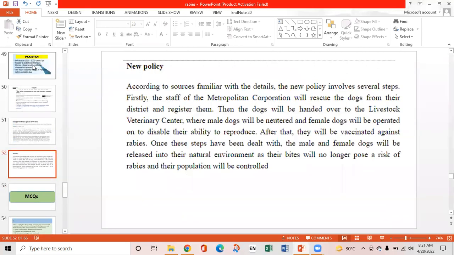However, according to sources familiar with the details, the new policy involves several steps. Firstly, the staff of the Metropolitan Corporation will rescue the dogs from their district and register them. Then the dogs will be handed over to a livestock veterinary center where male dogs will be neutered and female dogs will be operated on to disable their ability to reproduce. After that, they will be vaccinated against rabies. Once these steps are complete, the dogs will be released into their natural environment, and they will no longer pose a risk of rabies and their population will be controlled.